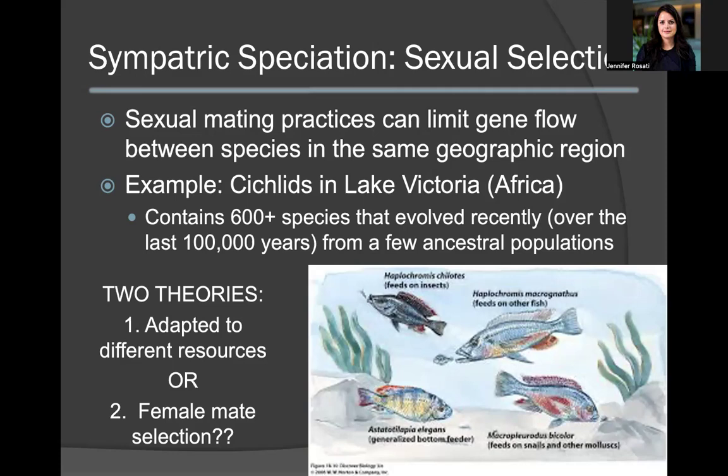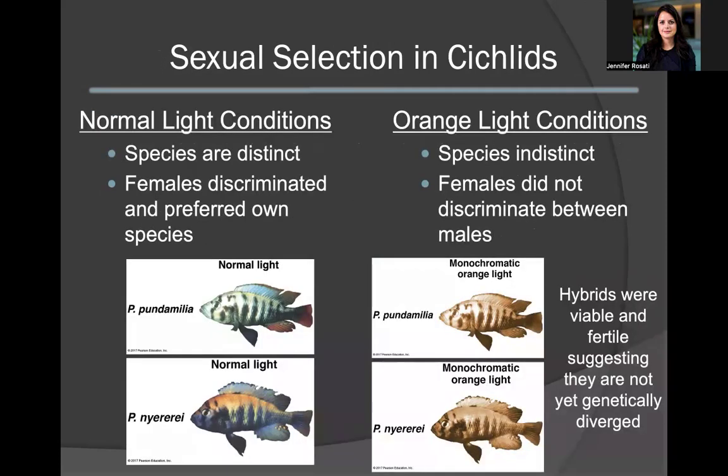There are two main theories that have been proposed to explain the species diversity in Lake Victoria. One is that perhaps these species are adapted to different resources, much like we saw in Darwin's Galapagos finches. Another theory is suggesting that the speciation and diversity is due to female mate selection. The following example demonstrates the importance of sexual selection in cichlids.